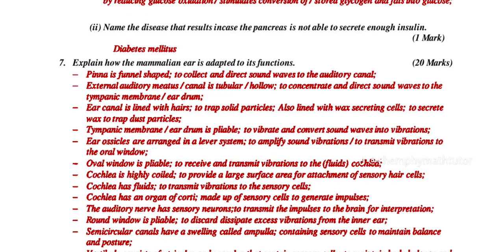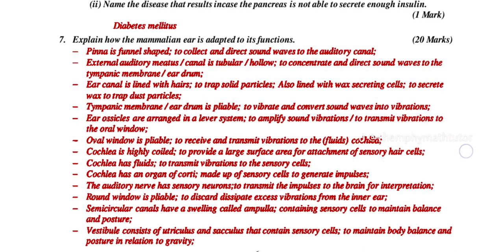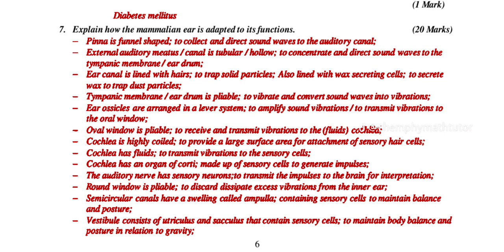So 7. Explain how the mammalian ear is adapted to its function. This is the whole essay, and I will not read through all of it, but I'll give you an idea of what you should consider when you are writing an essay. You should be able to write a feature and then give the function or its adaptation. For example, the first point here is the pinna is funnel shaped to collect and direct sound waves to the auditory canal.